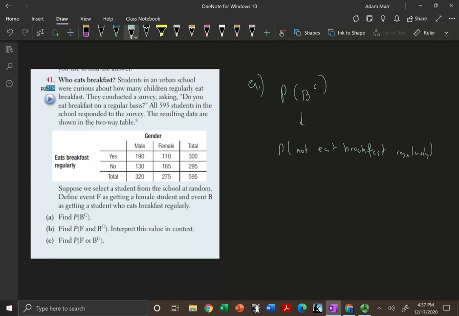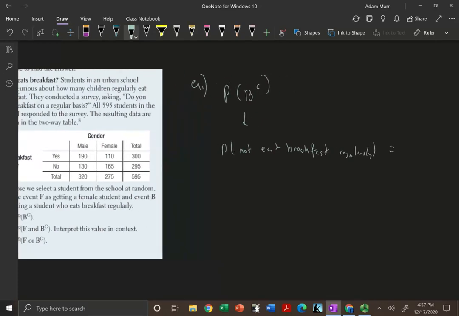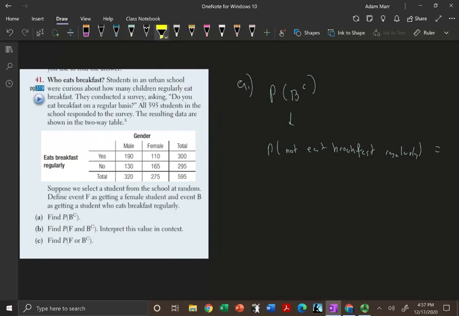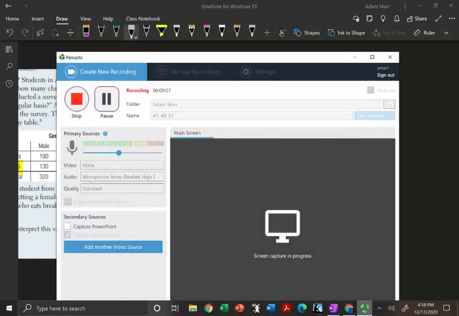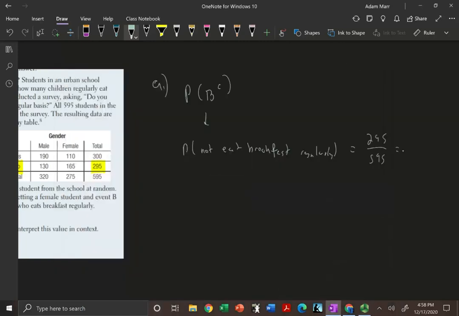Sorry about my handwriting. So let's see here. Someone that does not eat breakfast regularly, right there. And it looks like we have our totals right there. What's going to be 295. And this was out of our total of 595. And that came out right there to 0.496.